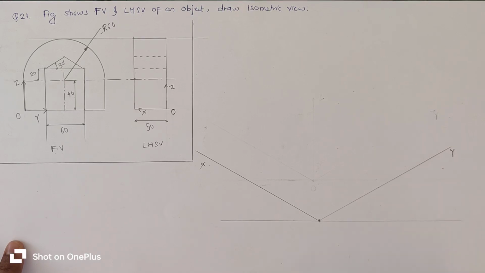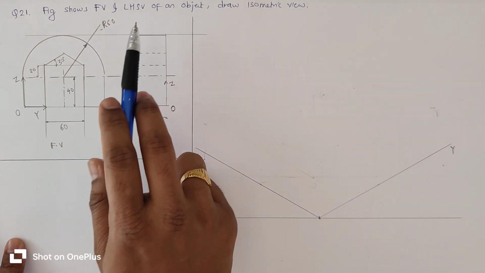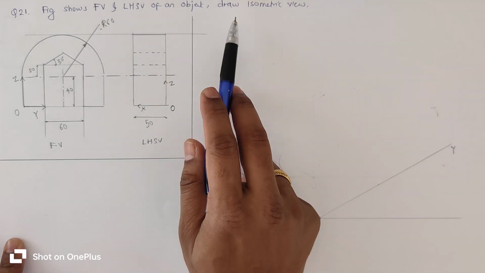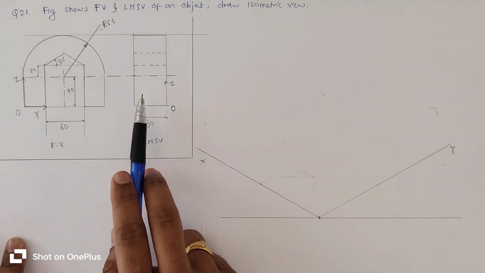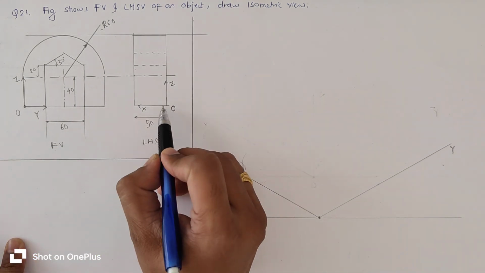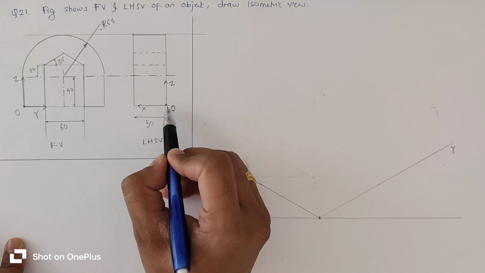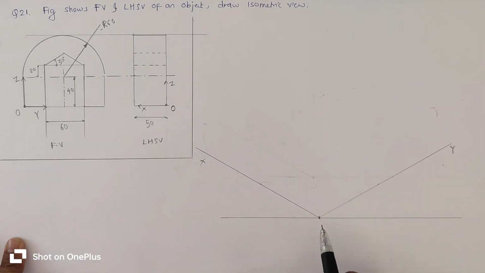Hi guys, so now we will solve this question. Figure shows front view and left hand side view of an object. Draw isometric view. So this is a front view and this is left hand side view. In this front view, O point is given on left side and in LHSV, O point is given on right side. So this is answer.